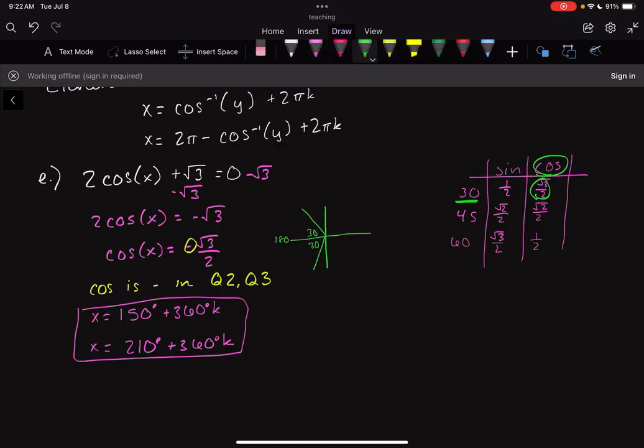In radians, this would have been 6 pi over 6, and then my references would have been pi over 6 instead. So I would have had 5 pi over 6 plus 2 pi k, and I would have had 7 pi over 6 plus 2 pi k. Those would have been the answers for radians.